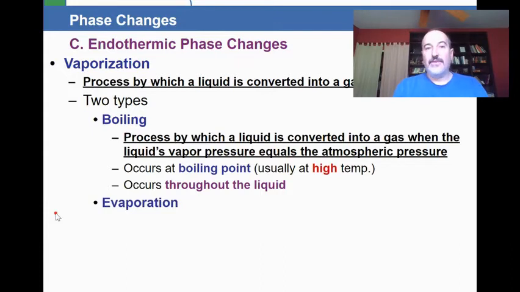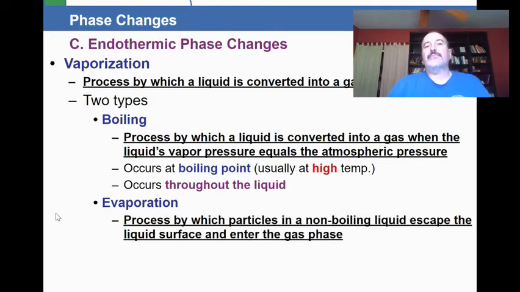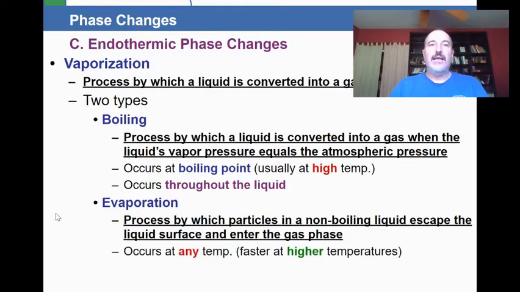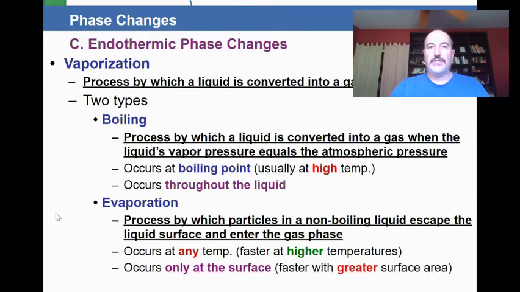Now, the other type of vaporization is evaporation. This is the process by which particles in a non-boiling liquid escape the surface and enter into the gaseous phase. Now, this occurs at any temperature. It does occur at higher temperatures faster, but it'll occur at any temperature. And this is a factor simply of the vapor pressure. The higher the vapor pressure, the faster the evaporation.